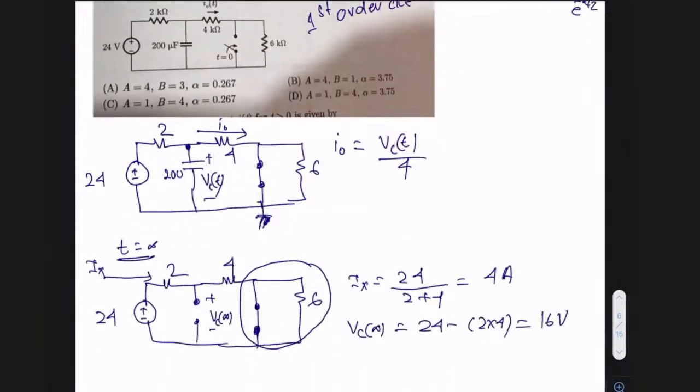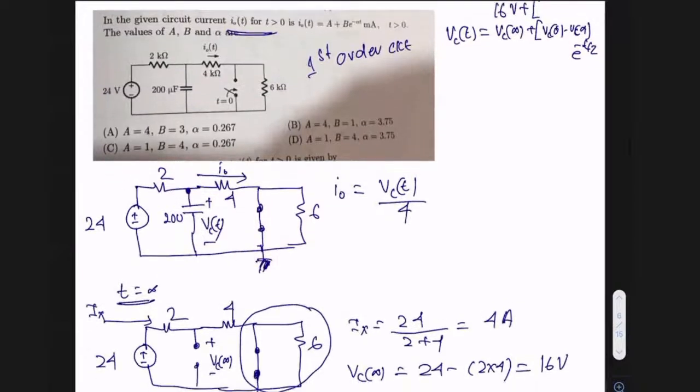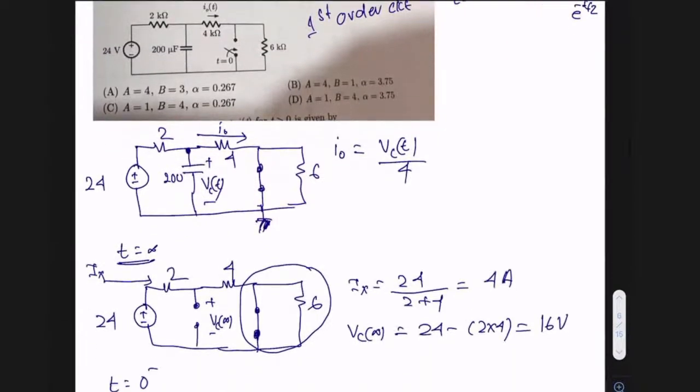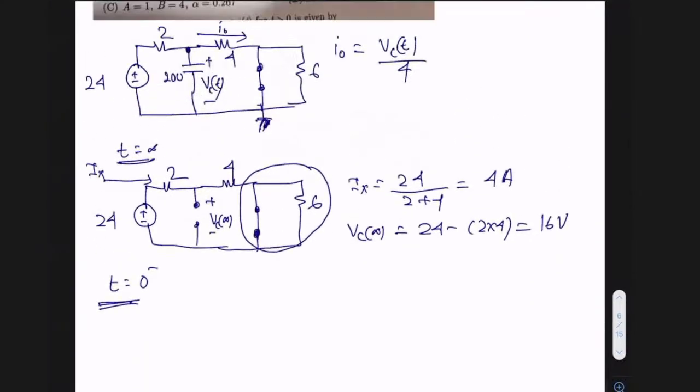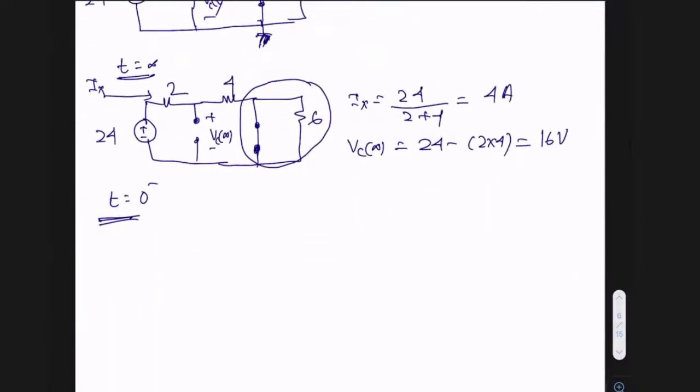Now you have to get VC at 0 minus. So you have to draw the circuit at t equal to 0 minus. What is the change at t equal to 0 minus? The switching action, which was closed, will be open, because it is said the switch is getting closed at t equal to 0. That means before t equal to 0, that is at t equal to 0 minus, the switch must be in the open state. If I'm drawing the corresponding circuit, how will it look? It will be something like this. This is 24.